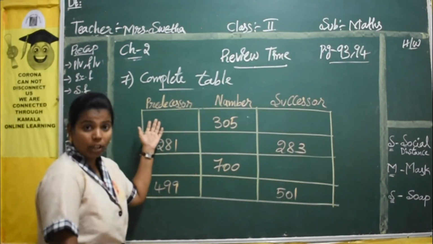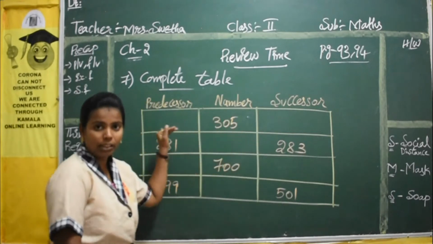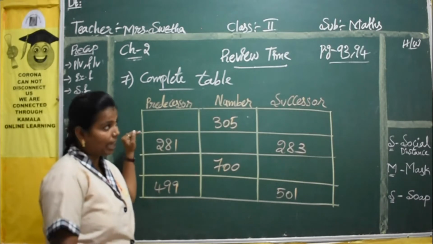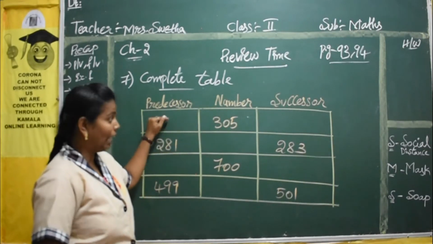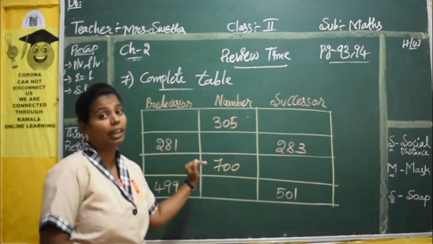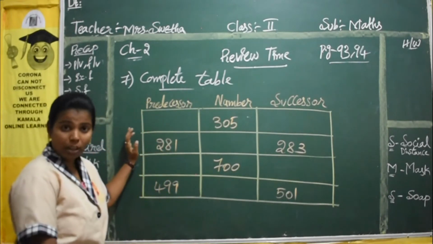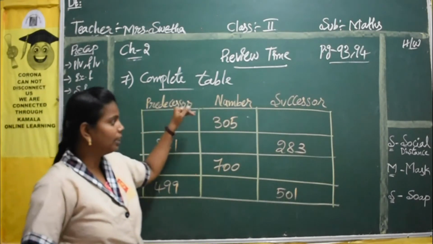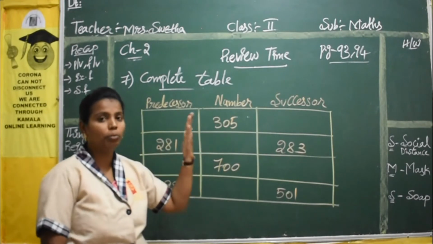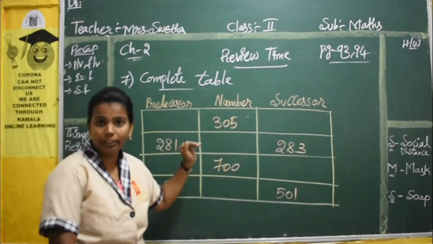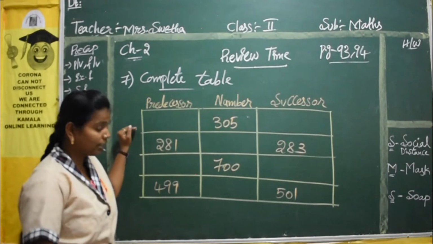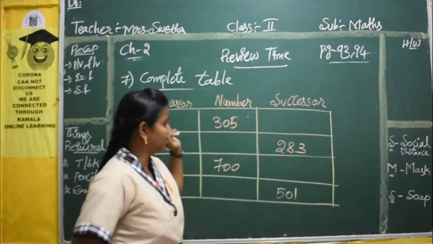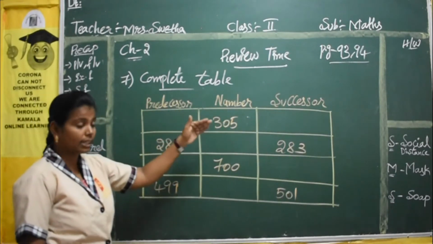Predecessor means the before number, successor means the after number. I explained this when the topic started. As this is review time, I have explained this before, so you should have an idea. Still, I am explaining again, so concentrate. As we have come to the second class, new words have been introduced here: predecessor and successor. Predecessor means the before number, successor means the after number.